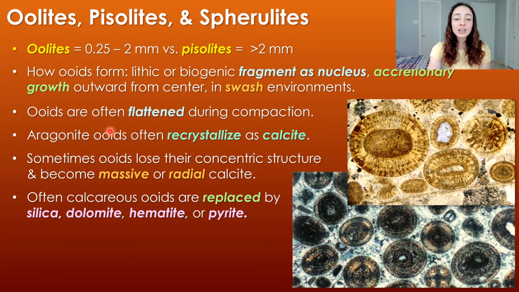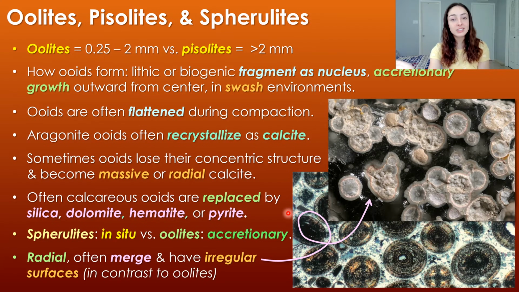ooids. And aragonite ooids often recrystallize to calcite, sometimes causing the ooids to lose their concentric structure, becoming massive or radial. And often calcareous ooids can be replaced by silica, dolomite, hematite, or pyrite.